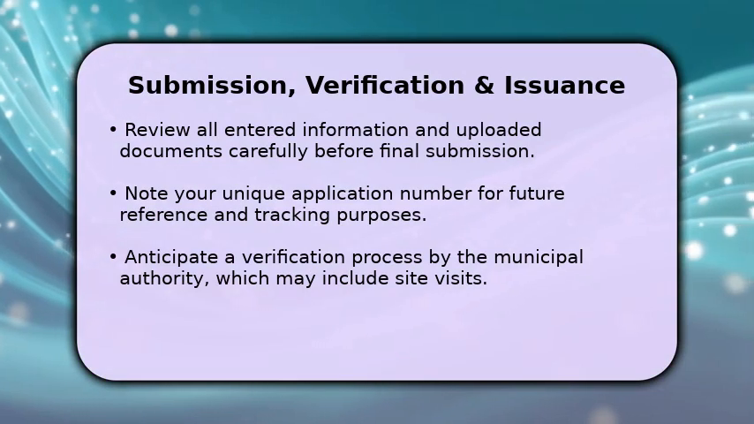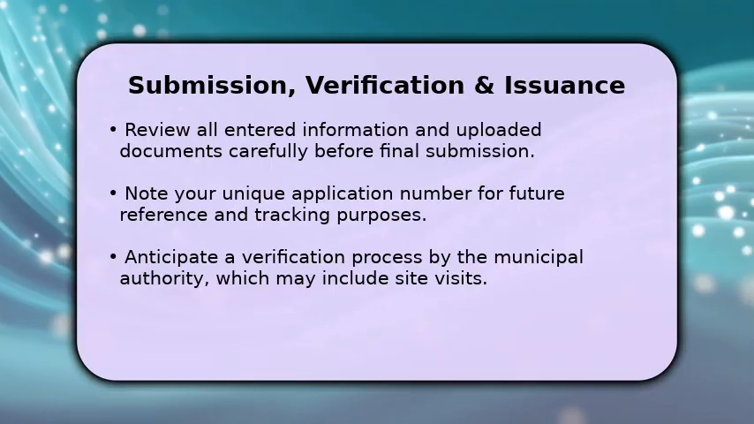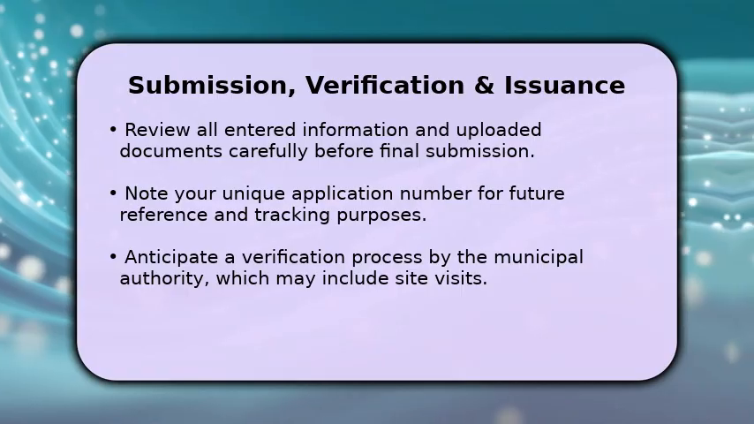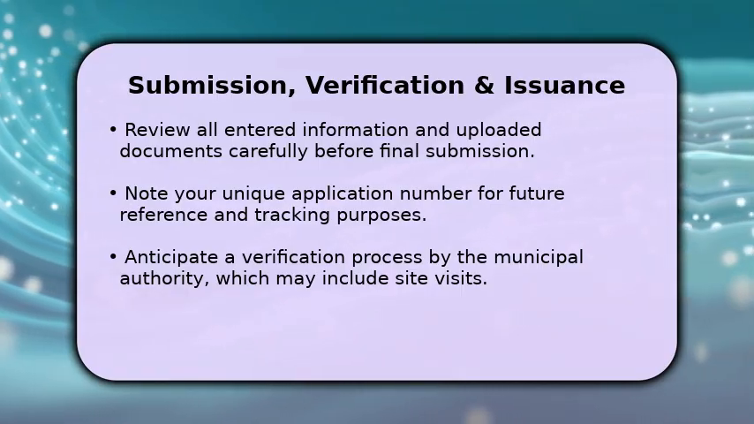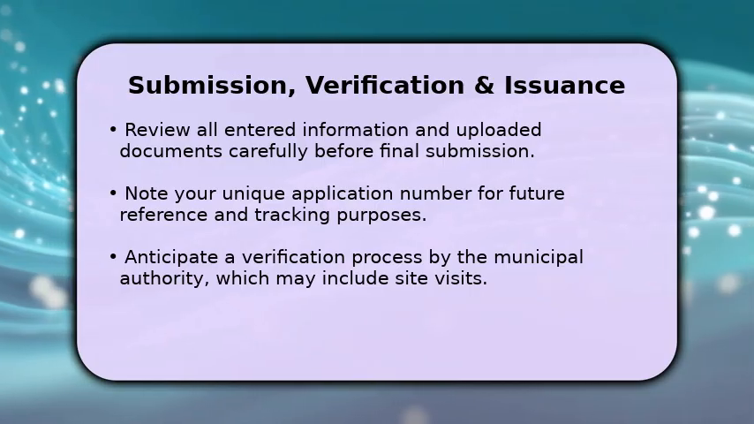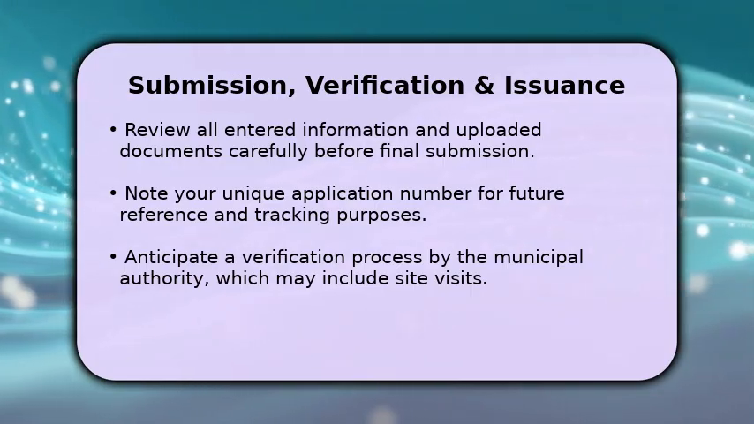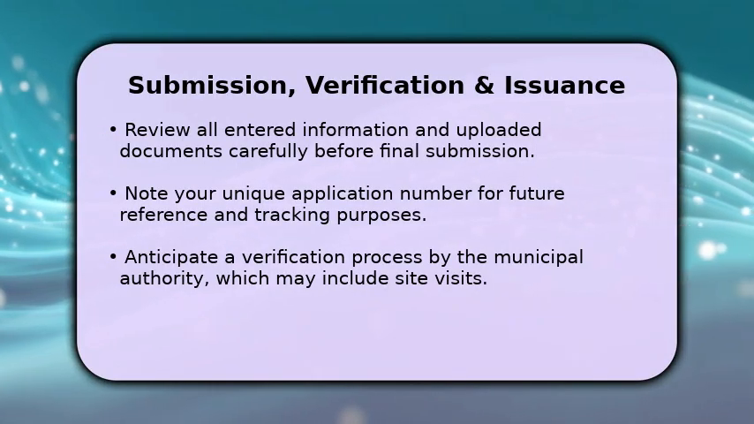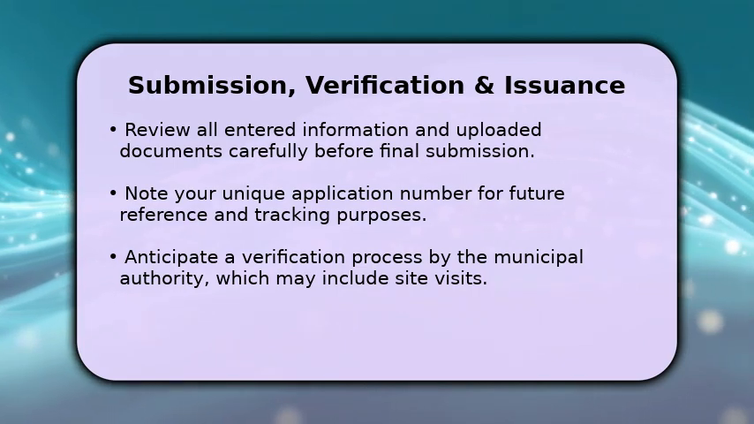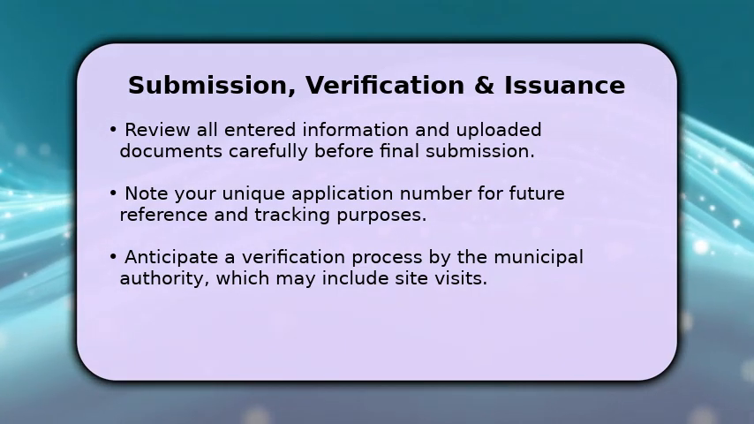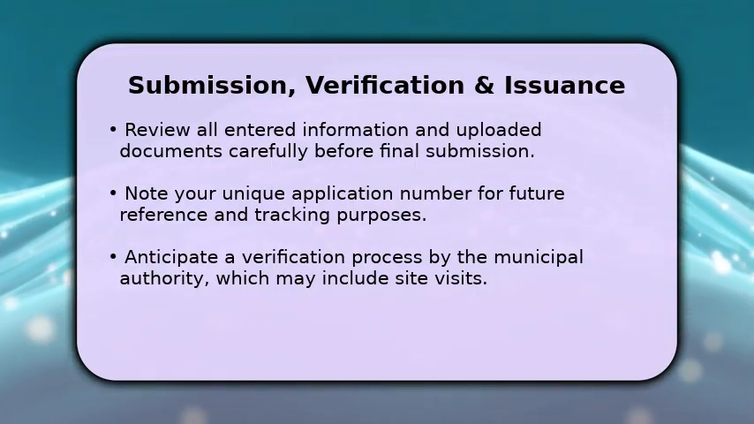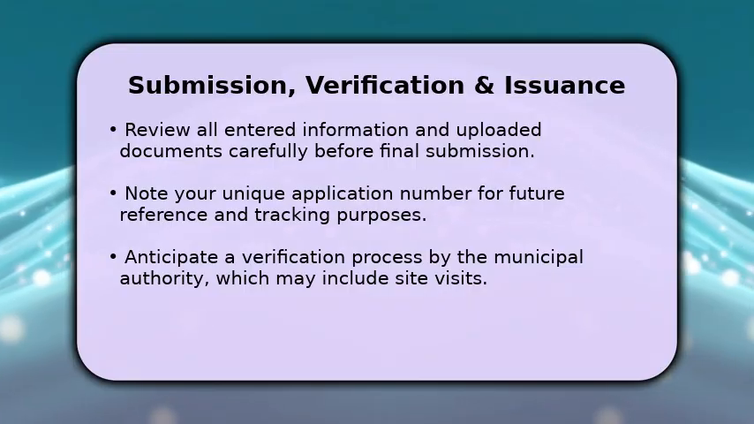After completing the form and uploading documents, a thorough review is crucial to prevent delays. Once satisfied, submit your application and make sure to save the acknowledgement receipt with your unique application number. The municipal authority will then begin a verification process, which might involve a physical inspection of your business premises. Upon successful verification and approval, your trade license will typically be issued electronically, often within 10 to 15 business days, and sent to your registered email or available for download from the portal.